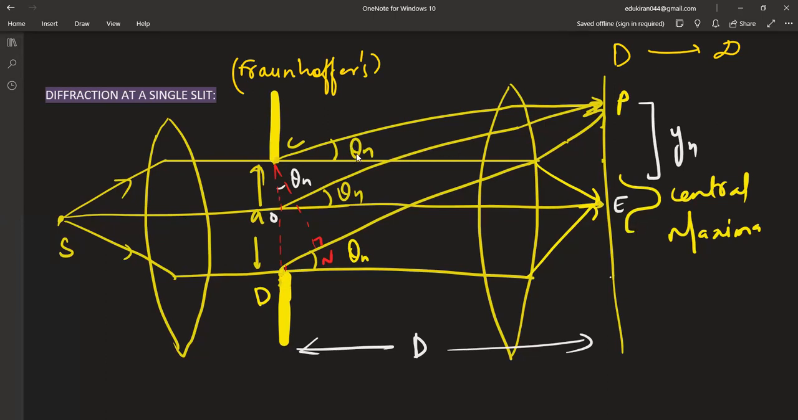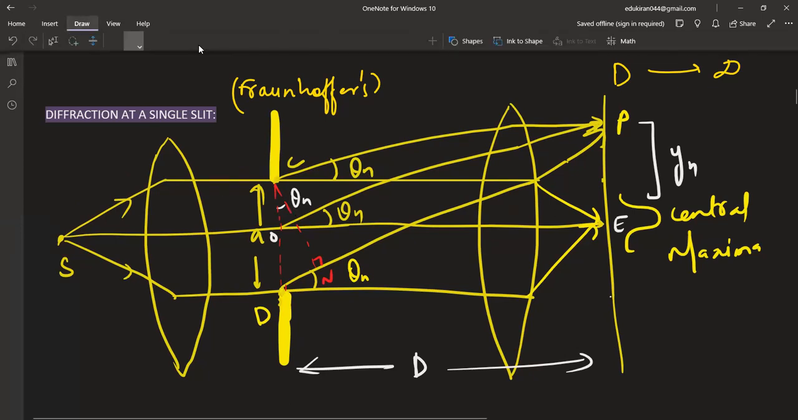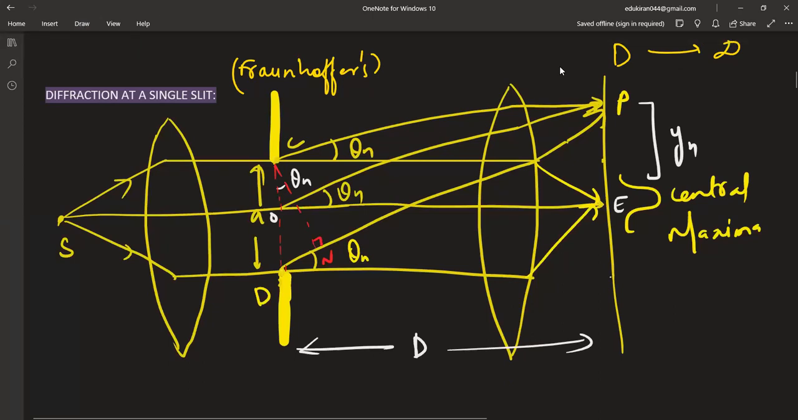This angle is taken theta, and from here a perpendicular is drawn, which is just for construction purposes. This is not a part of your derivation. For the derivation, it's not helpful. You just have to remember this is the slit width, that is a. This is the separation between the screen and the slit, that is capital D. This is the angle theta n. This angle is also theta n. Now, starting with the derivation. This figure is clear to all of you. This is how you have to write it.